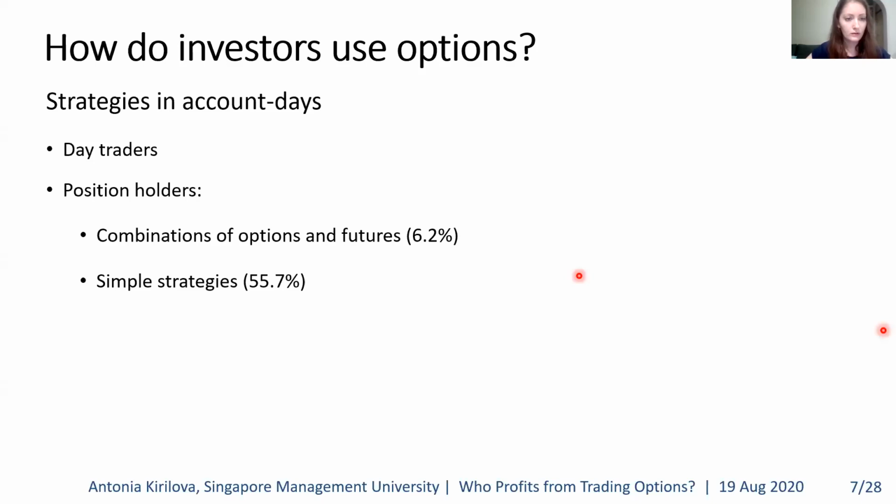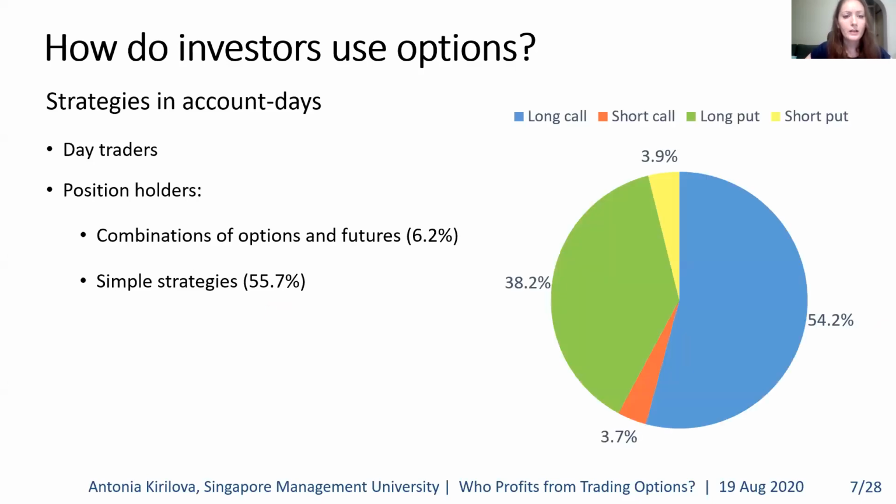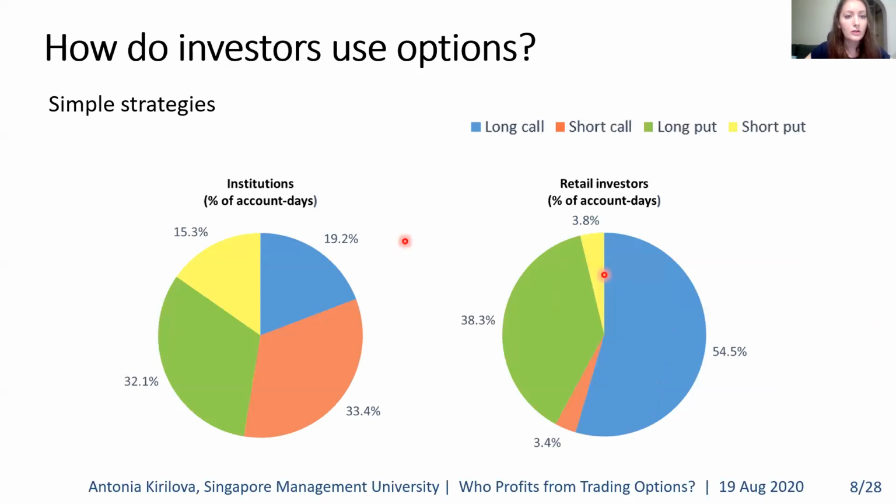So we can see that these are a significant fraction of all the observations. They account for more than 55% of the account days. Most of them are positions in long puts and long calls. And if we look at the institutions and retail investors separately, then we see that institutions also tend to hold a lot of short calls as well as short puts.